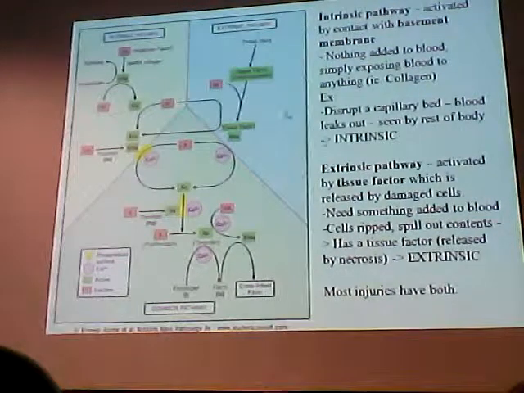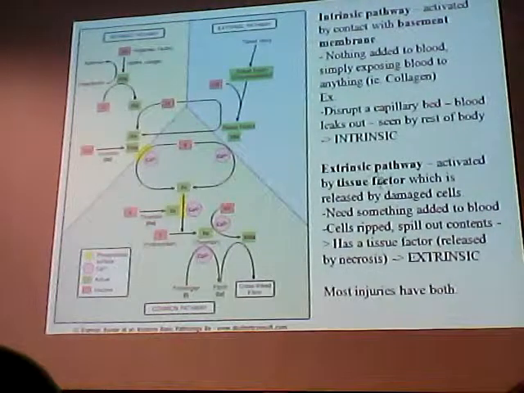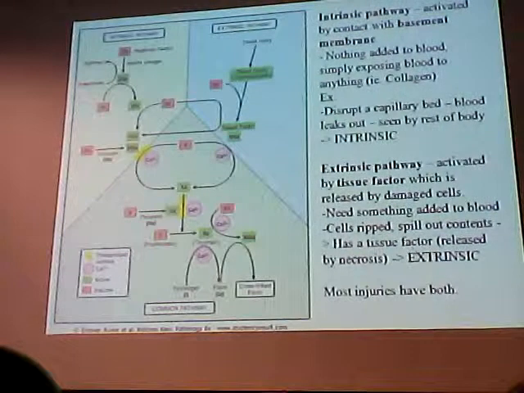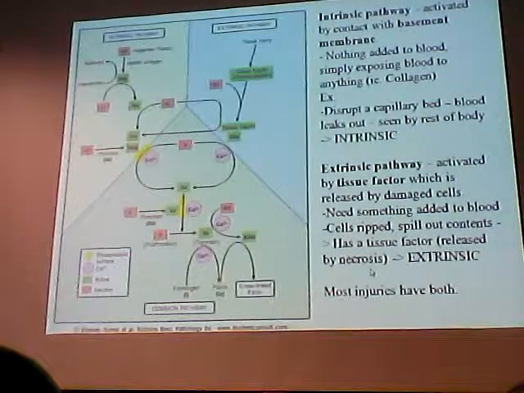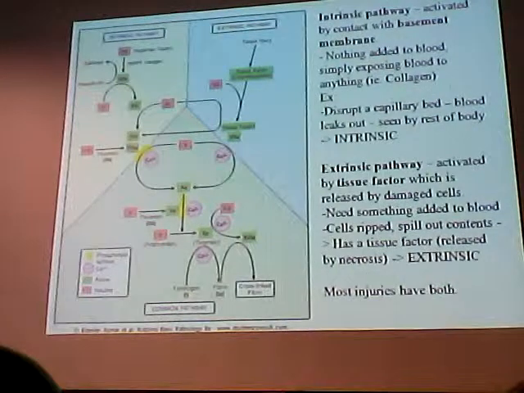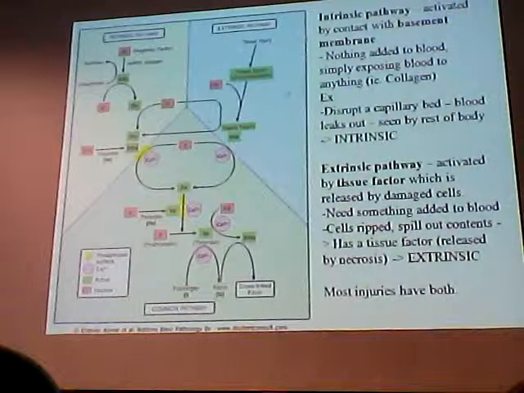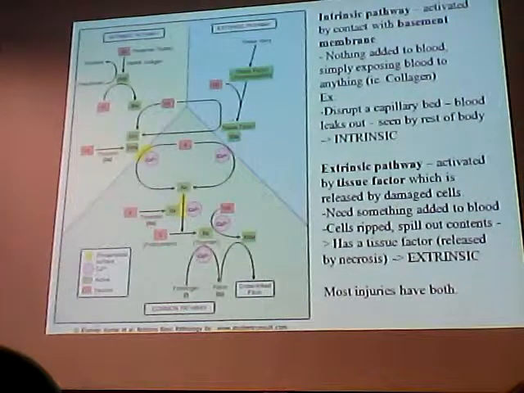And then on the right side, we've got the extrinsic pathway, which is activated by tissue factor, released by damaged cells. These cells may or may not have undergone necrosis, and they release this special tissue factor that, once it makes contact with the blood, activates that pathway. But again, they both feed into a common pathway, and most injuries actually have both.